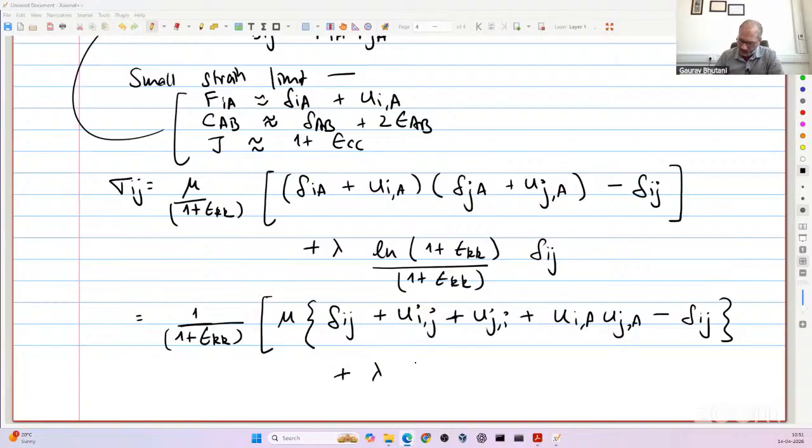This is lambda times log of 1 plus epsilon kk. Now, log of 1 plus epsilon, where epsilon is smaller than 1, can be approximately written as simply epsilon kk, and then you have a delta ij.